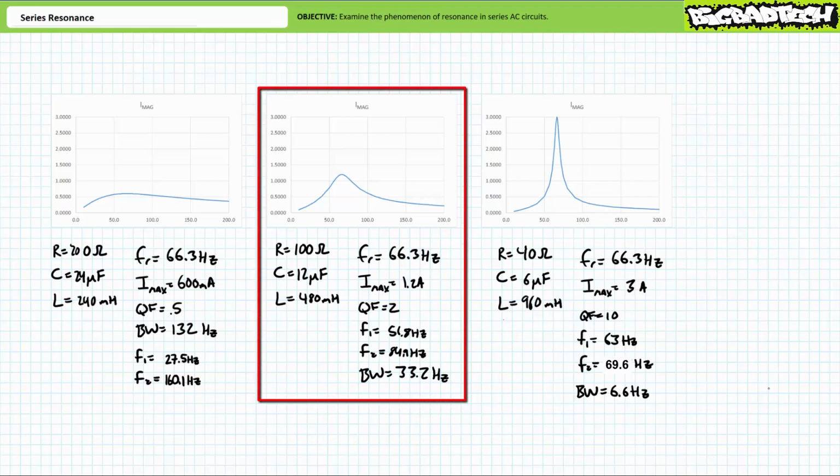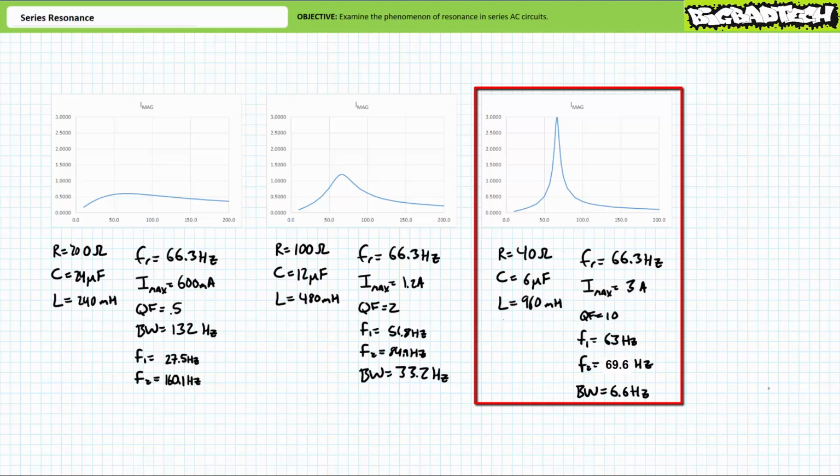The one in the middle is our original series AC circuit, consisting of a 100 ohm resistor, a 12 microfarad capacitor, and a 480 millihenry inductor. At the resonant condition of 66.3 Hz, current peaks at 1.2 amps. It has a quality factor of 2, an asymmetric bandwidth of 33.2 Hz between 51.8 Hz and 84.9 Hz. At resonance, we observe voltage across the reactive elements to be 2 times the source voltage.